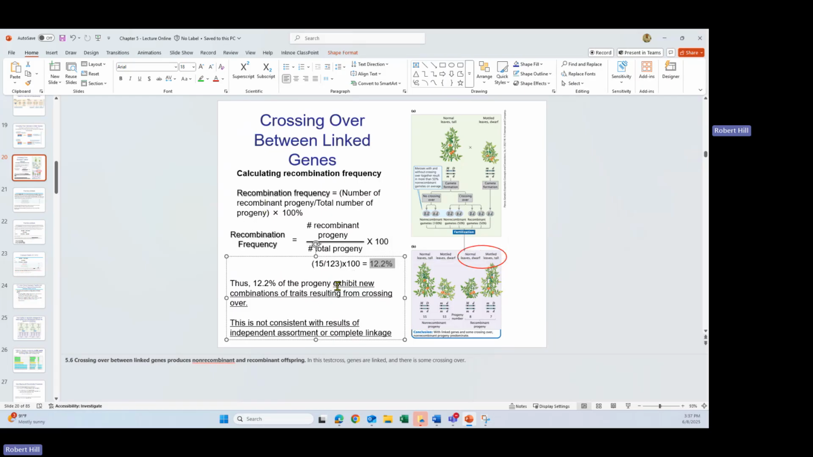Again, just at this point, understand that it's representing the percentage of new combinations of traits, right? So in this cross, we get new phenotypes from this right down here, and those are the recombinants, and you can calculate recombination frequency.